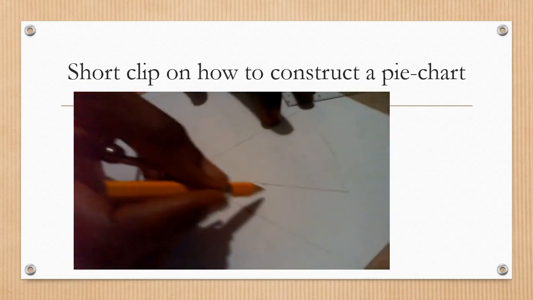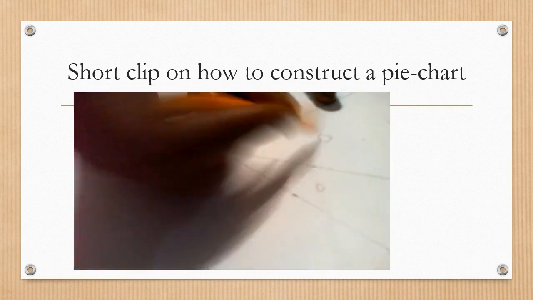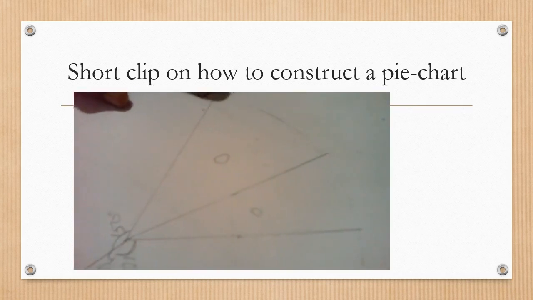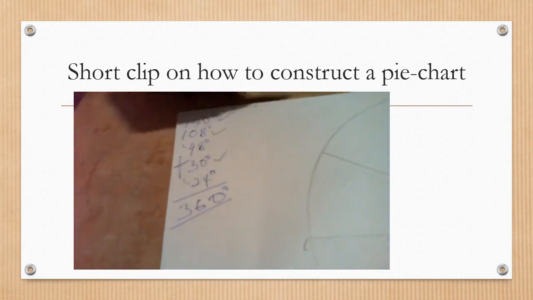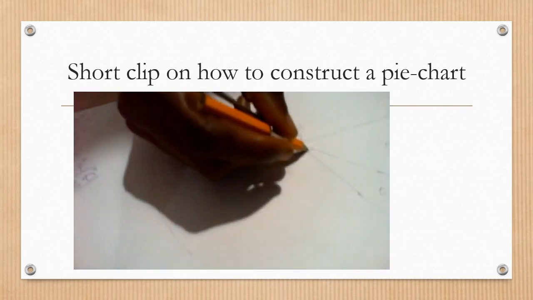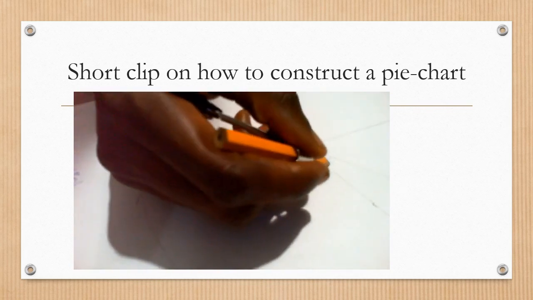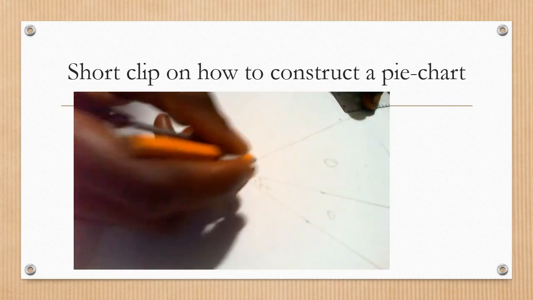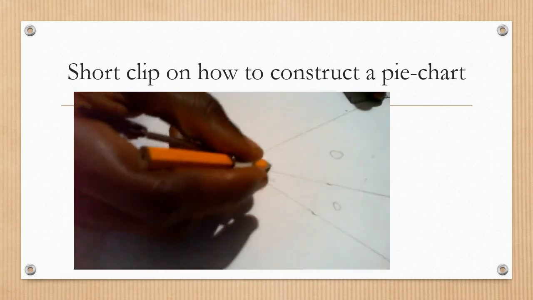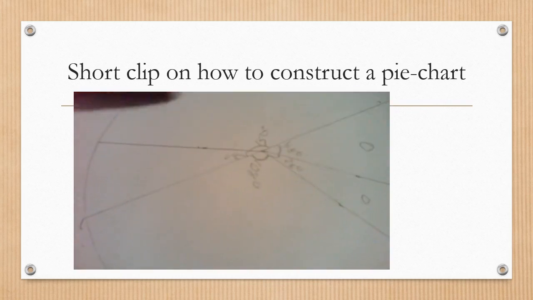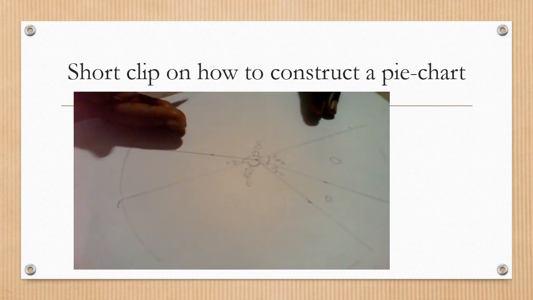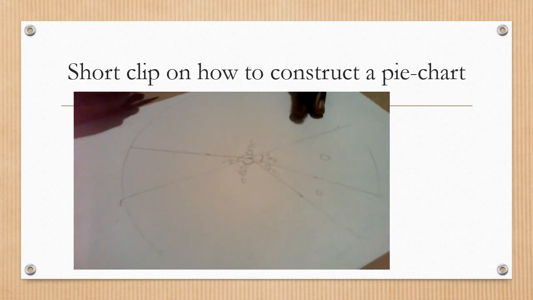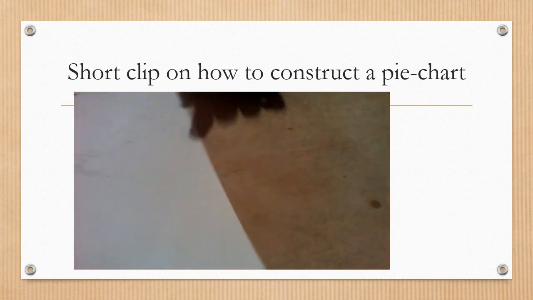Now take a look at these 2 angles here. We are looking for angle 48 and angle 24. Angle 24 is smaller than angle 48, which means this smaller one is 24 degrees, while this one is 48 degrees, which gives us the sum of what? 360 degrees.